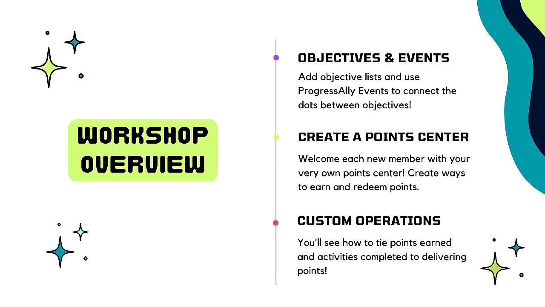Here's what we'll cover in today's workshop: objectives and events. You'll see how to add objective lists and use Progress Ally events to connect the dots between objectives. Creating a point center. You can welcome each new member with your very own point center. Create ways to earn and redeem points. And we'll wrap up with custom operations. You can use custom operations to tie points earned and activities completed to delivering those points.